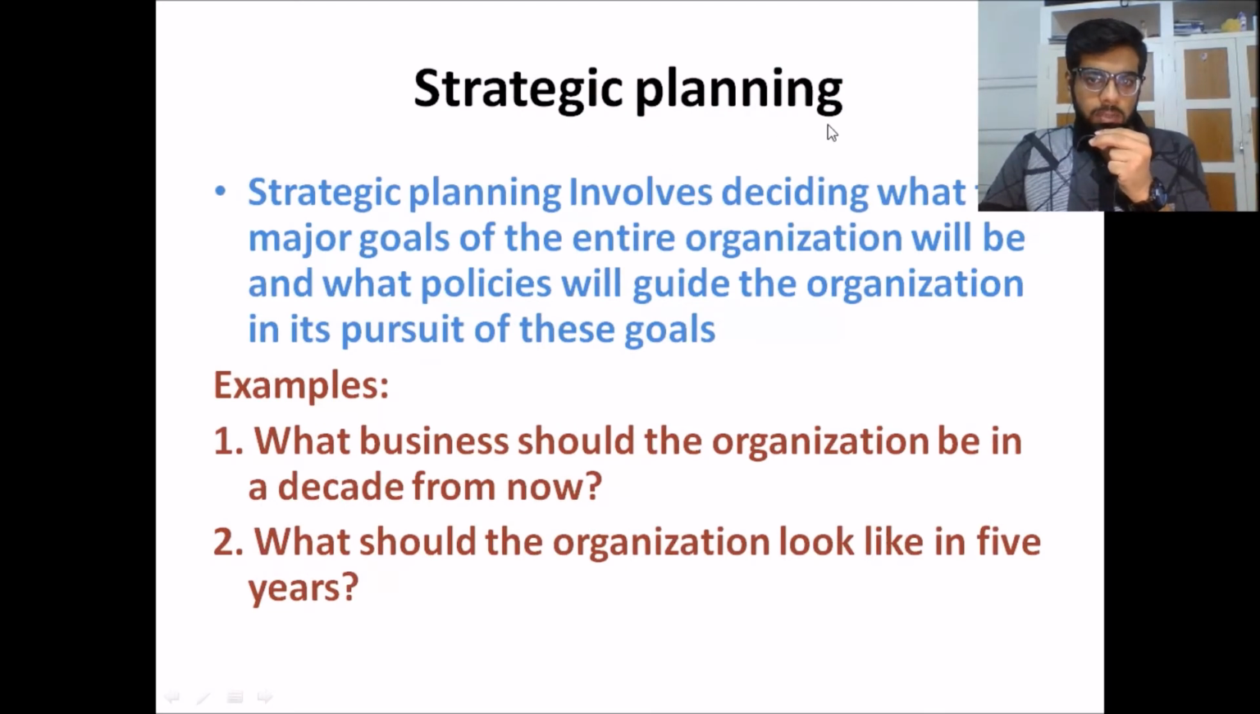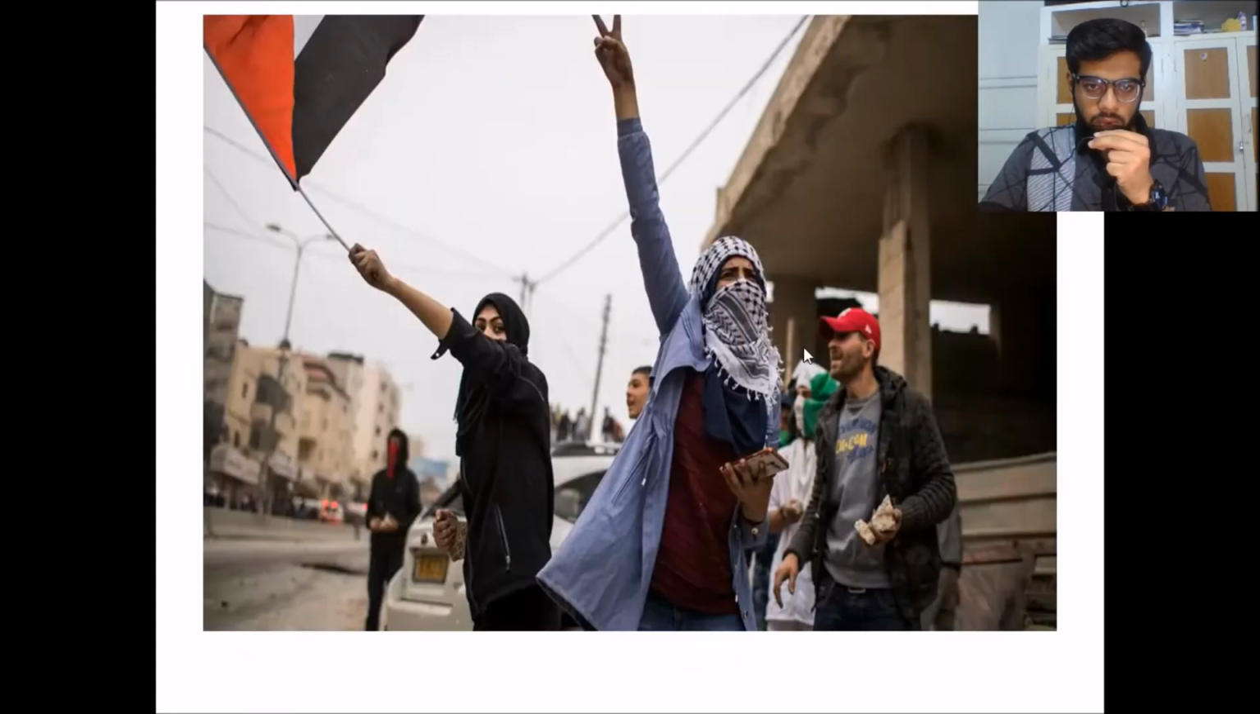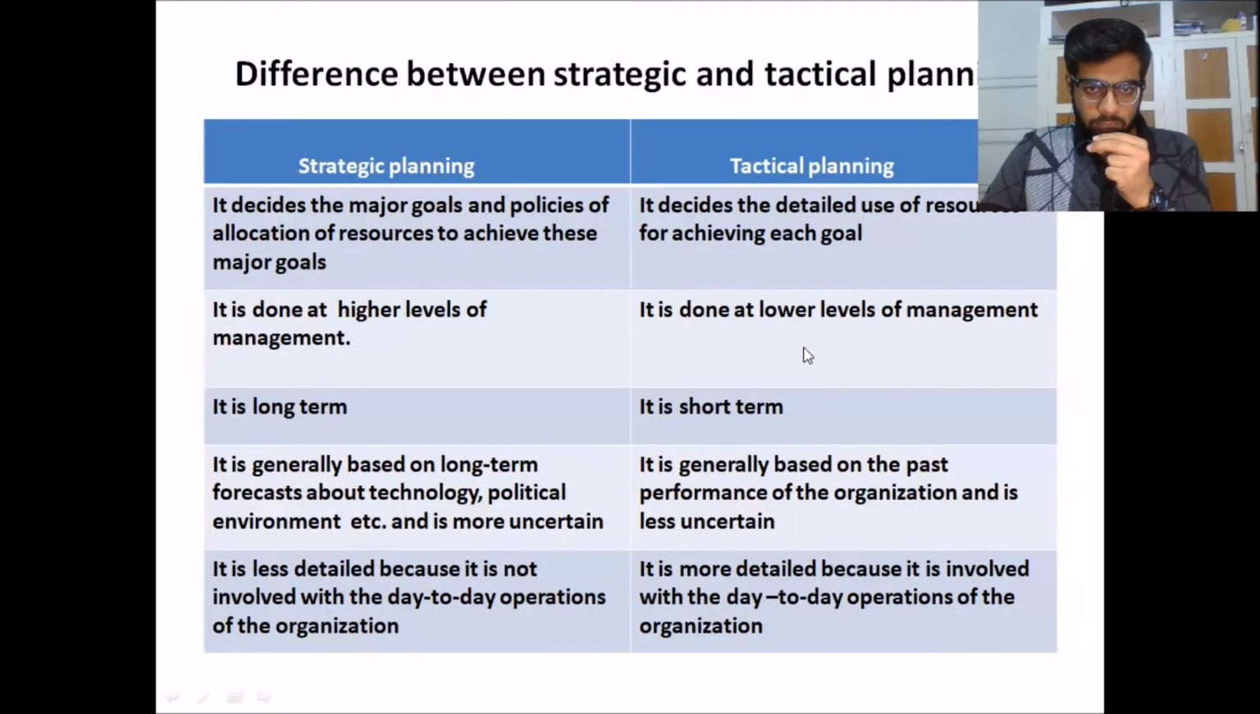So what is strategic planning? We'll discuss it with the difference, because it will be more clear if we discuss the difference between strategic and tactical planning. So here we go. Here's the difference. Strategic planning decides the major goals and policies and the allocation of resources to achieve these major goals. So it is done at the higher levels of management. It is basically a long-term process. It is generally based upon long-term forecasts about technology, political environment, etc. It is more uncertain.